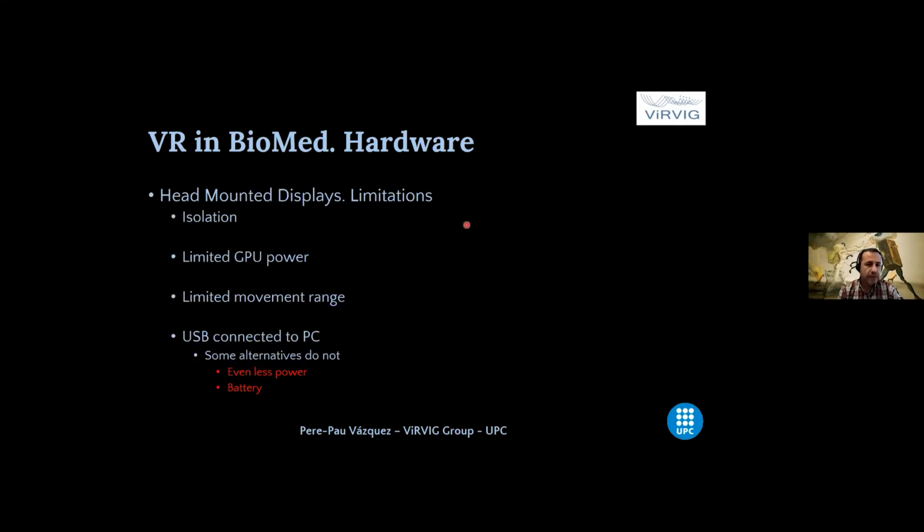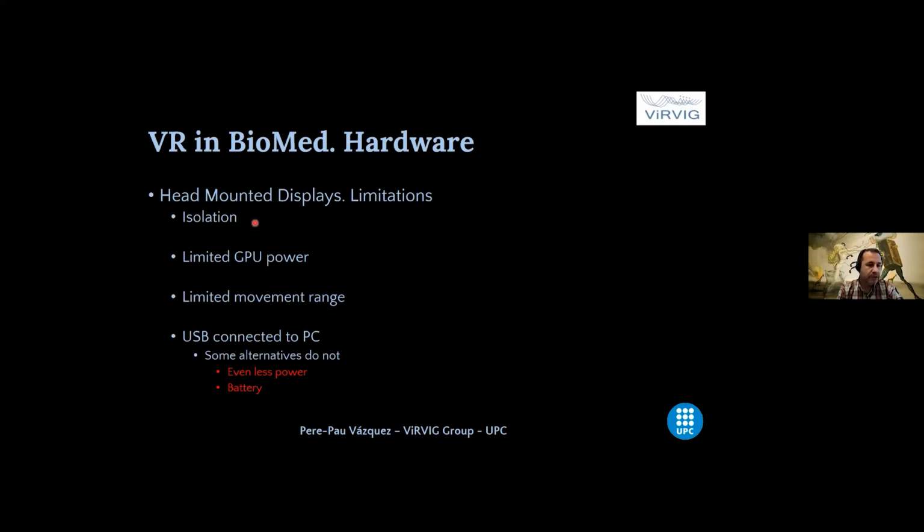But these head-mounted displays have also some limitations. One of the limitations is that we isolate. We don't know where the other people are. Of course, one of the good things of virtual reality is that we can collaborate, but in order to collaborate, we have to render the other persons in the virtual environment in some way.